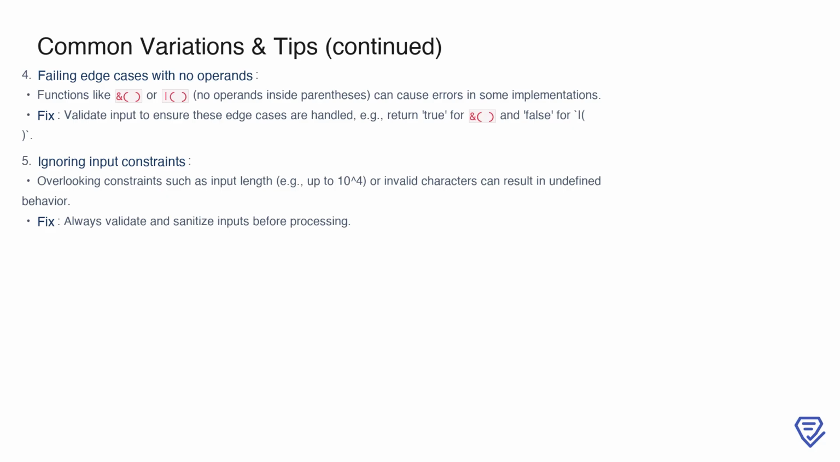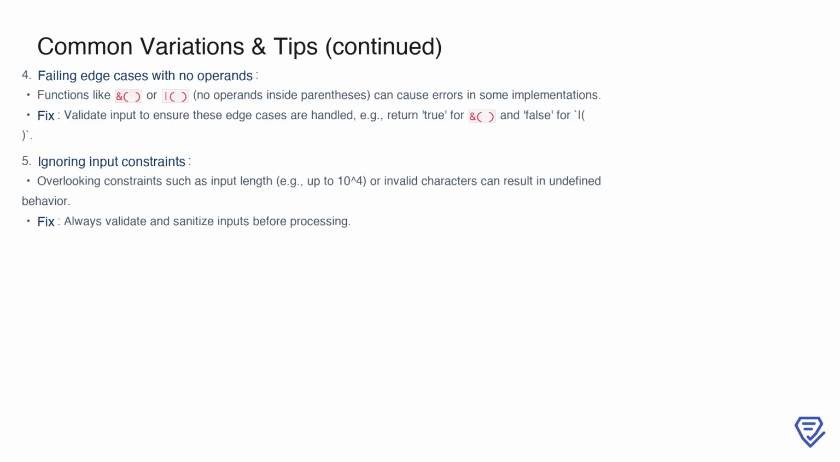Another mistake to watch out for is failing to handle edge cases with no operands. For instance, expressions like and, or, where there are no values inside the parentheses, can cause errors in some implementations. To handle these cases correctly, make sure to validate the input. For example, you can return true for and, false for or, based on the logical operations.